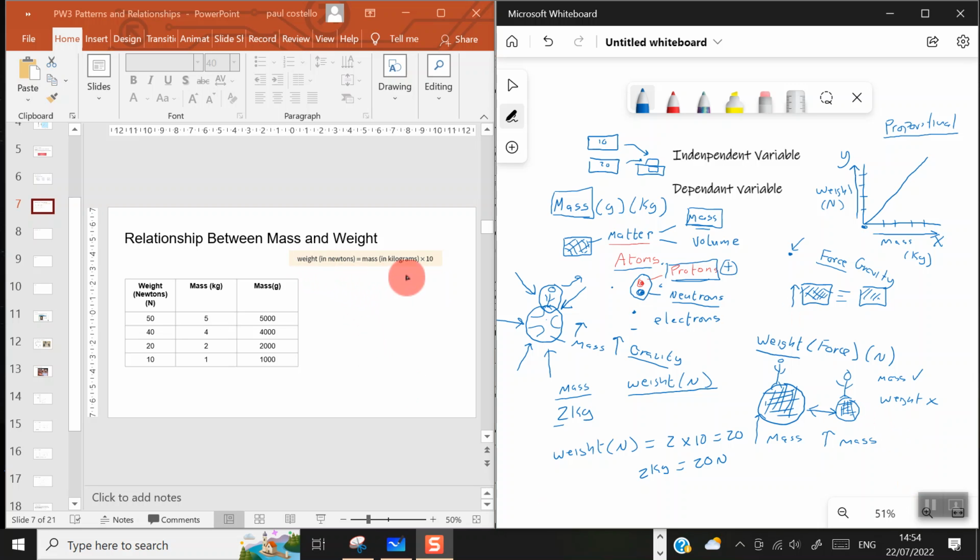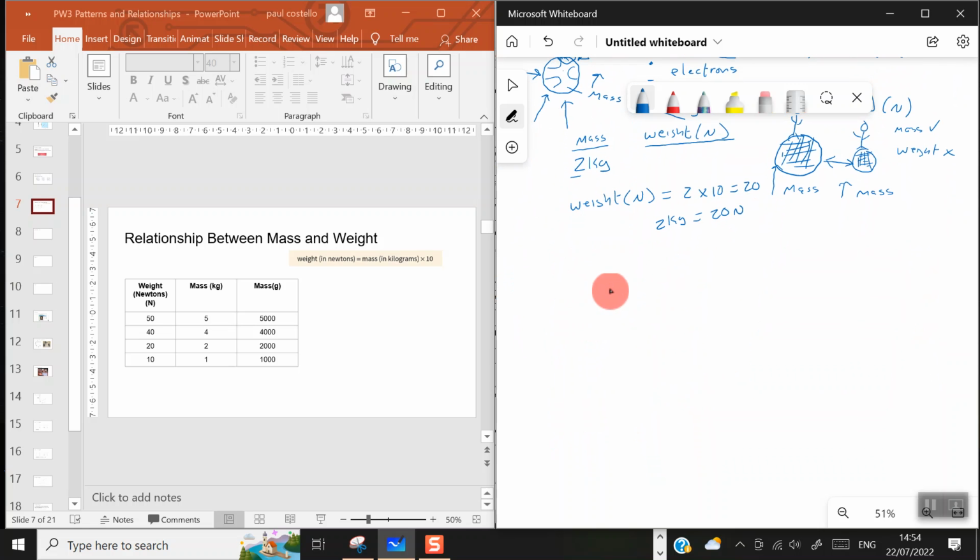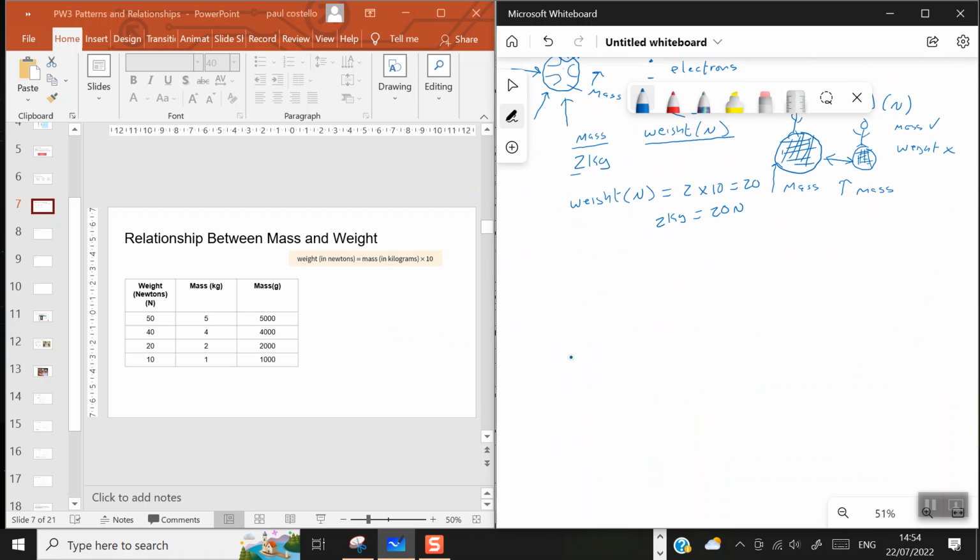So we can easily move back and forth. If we have a particular mass, we can find out what its weight is in newtons by using this formula here. Now, what's important is that when you're using this formula, you make sure that you convert your quantity into kilograms. So for example, if the mass is 5,000 grams, and we want to work out its weight in newtons, the first thing we have to do is convert this into kilograms.